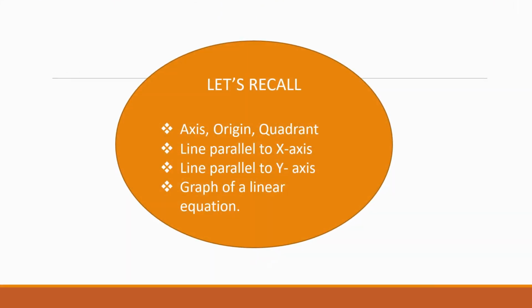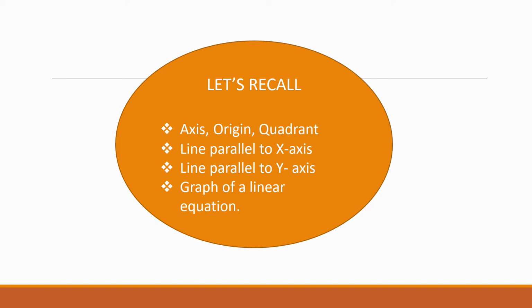Yes children, let me recollect what we studied in this chapter. First is the axis. To locate a point in a plane, a horizontal number line is drawn in the plane. This number line is called the x-axis and the vertical number line is called the y-axis. The intersection of the x-axis and y-axis is called the origin, and the coordinates of the origin are 0 and 0.